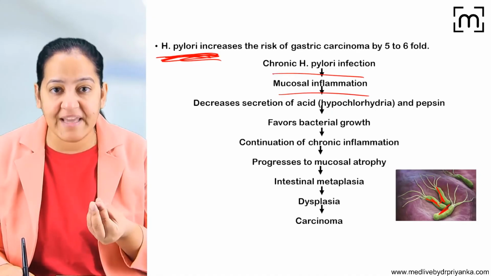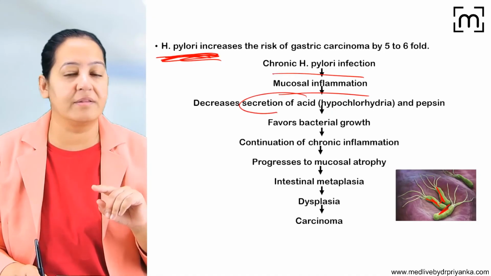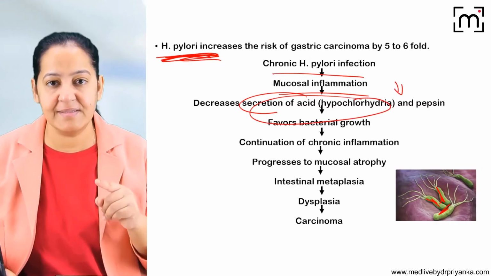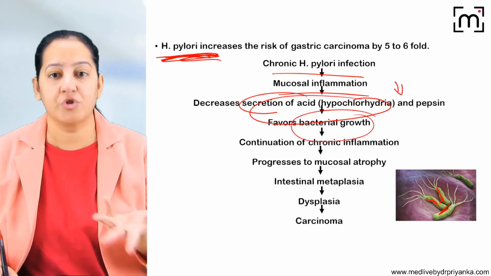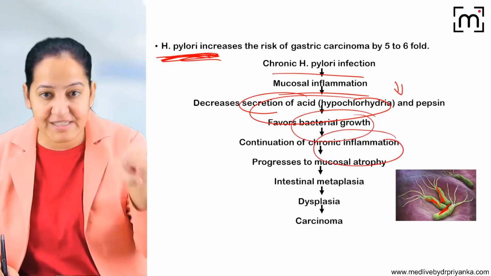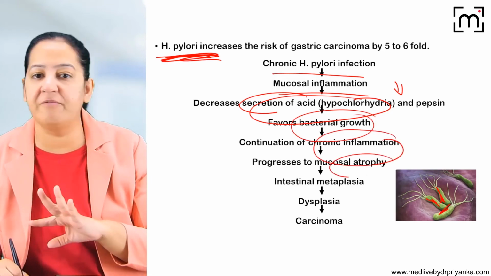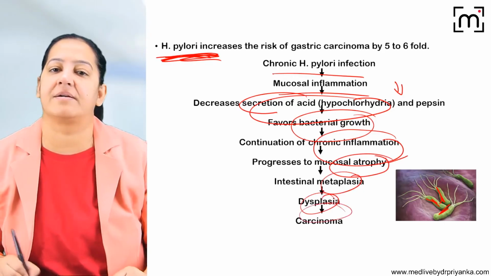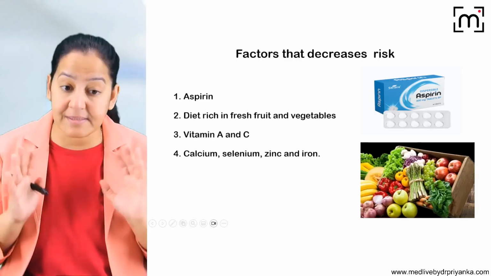Since the mucosa gets irritated, there is less acid secretion. Because of the inflammation, there is less acid secretion. Less acid secretion further attracts the bacteria. So more bacteria, more inflammation, it's a vicious cycle. And ultimately, the mucosa gets atrophied. First atrophy, then metaplasia, then dysplasia, and then carcinoma. This is how H. pylori causes carcinoma in the stomach.